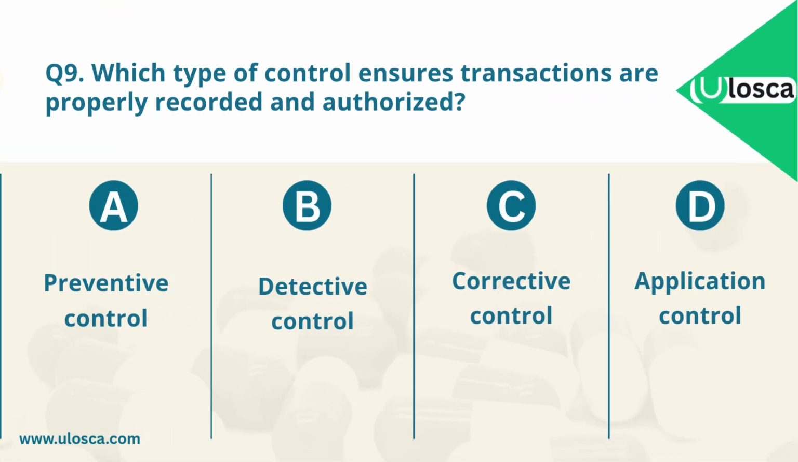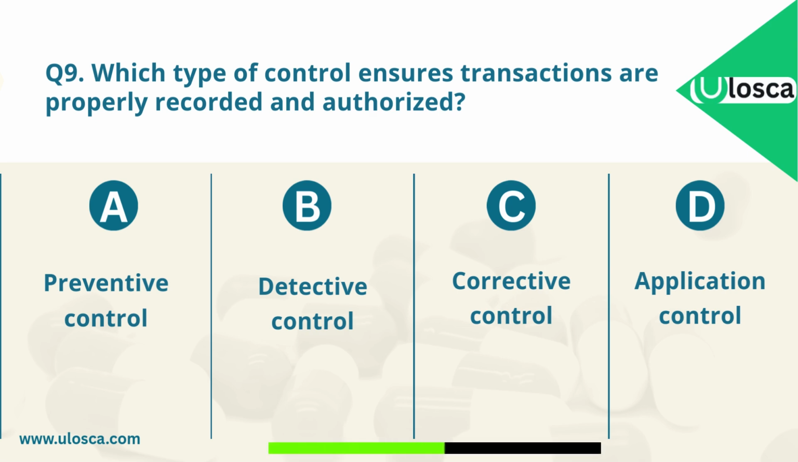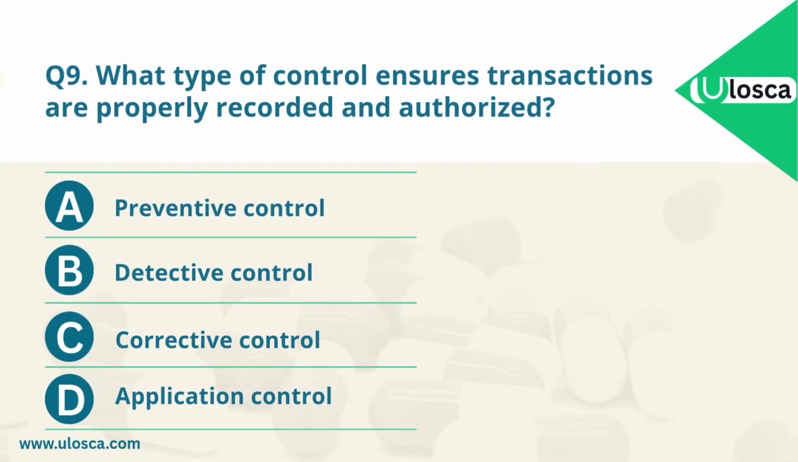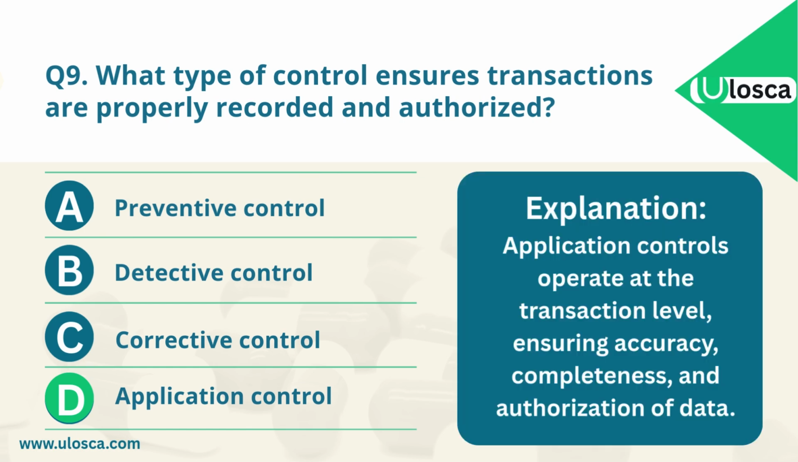Question 9. Which type of control ensures transactions are properly recorded and authorized? A. Preventive control. B. Detective control. C. Corrective control. D. Application control. Which one is the correct answer? The correct answer is D. Application control. Explanation. Application controls operate at the transaction level, ensuring accuracy, completeness, and authorization of data.